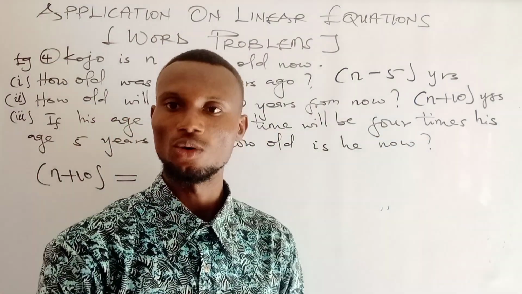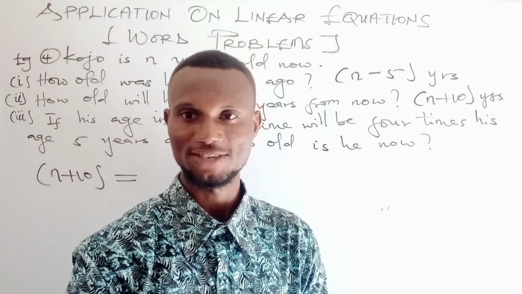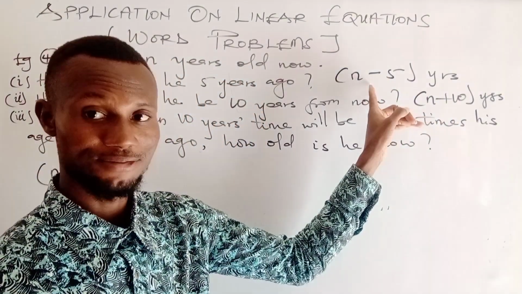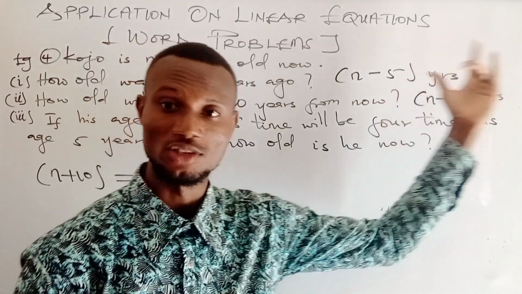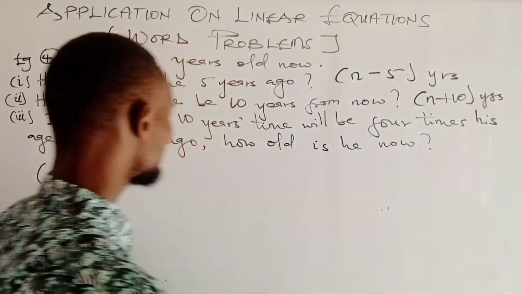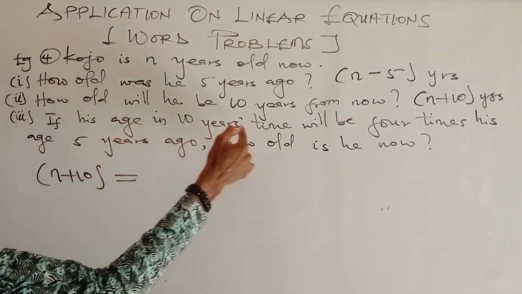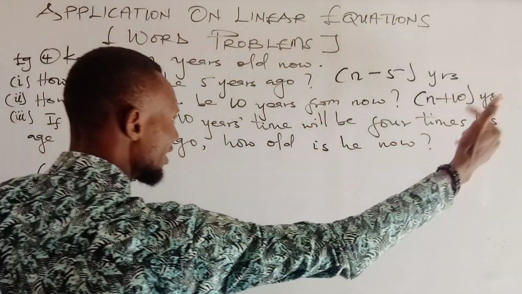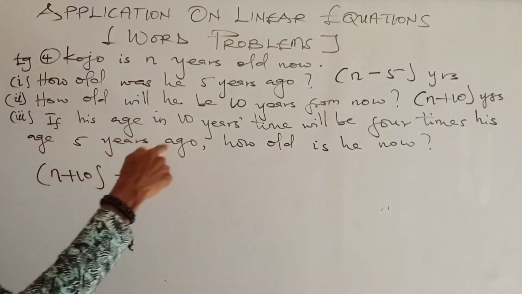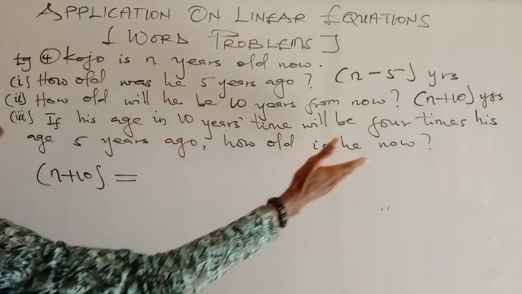So now you need to know his age 5 years ago. What's his age 5 years ago? That's his age 5 years ago, which is n minus 5. Okay, so it says if his age in 10 years time will be 4 times his age 5 years ago. Okay, it says how old is he now?